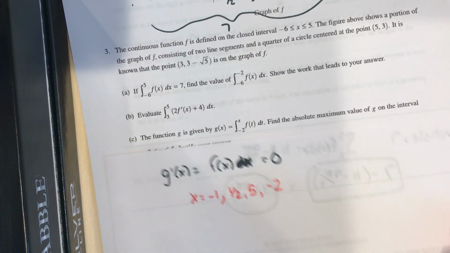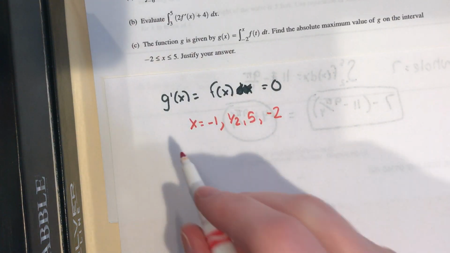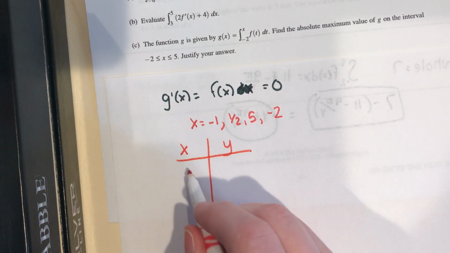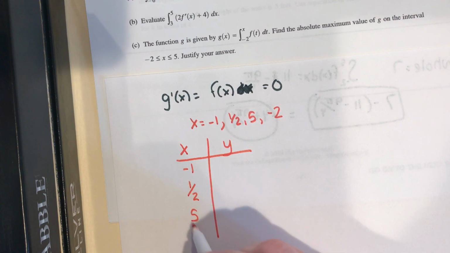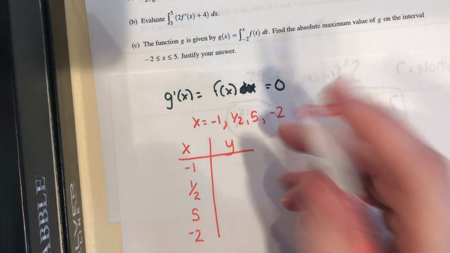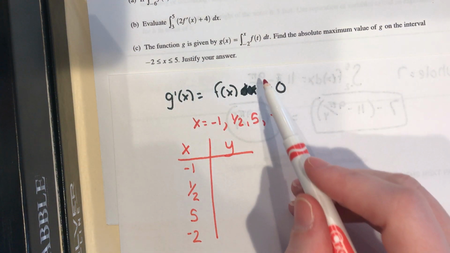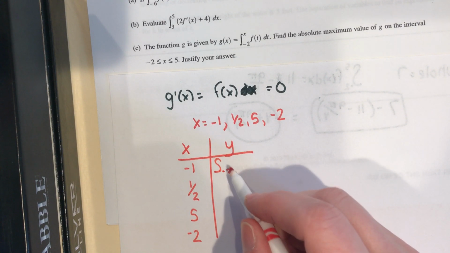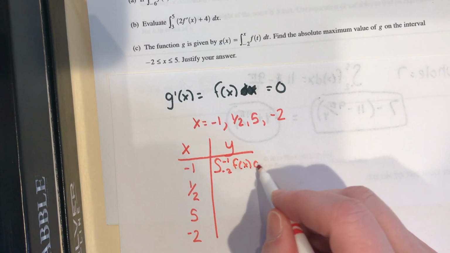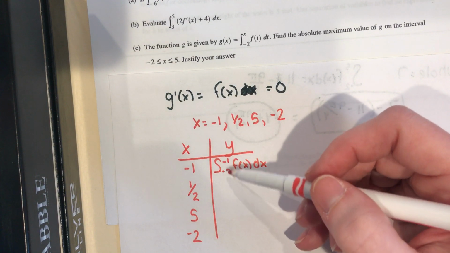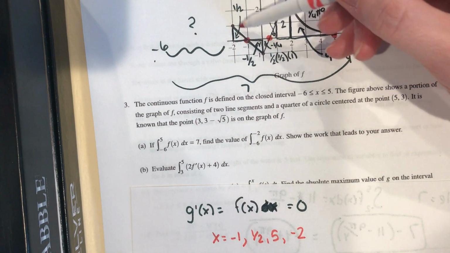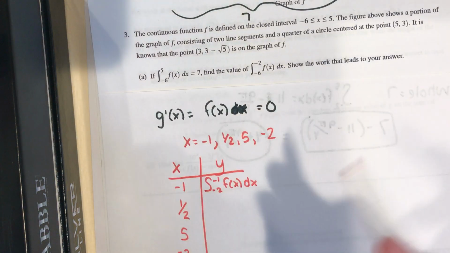And the question says we're going to actually find the max. So I want to find which one of these is the highest point. So I've got a formula here. I'm going to set up a little table, X and Y chart. I'm going to make a list of my points here. And my formula for g of x is the integral from -2 to x. So for this first one, I'm going to find the integral from -2 to -1 of f of x dx. So that's just the area between -2 and -1. So if I look up at my graph, the area from -2 to -1, I already labeled it, is 1/2. So I saved myself some time there.